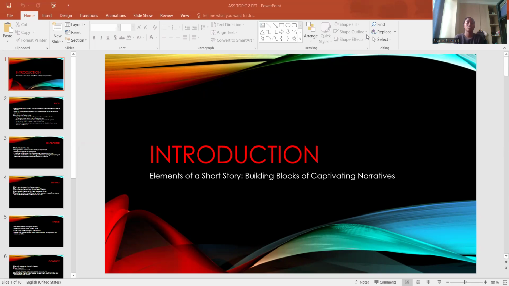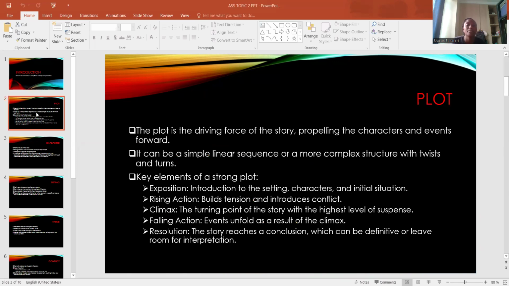Okay, on this activity, I'll be looking at elements of a short story. This is topic 2, yes. We'll be looking at elements of a short story. We'll start with the plot. Number 1, plot. The plot is the driving force of the story.